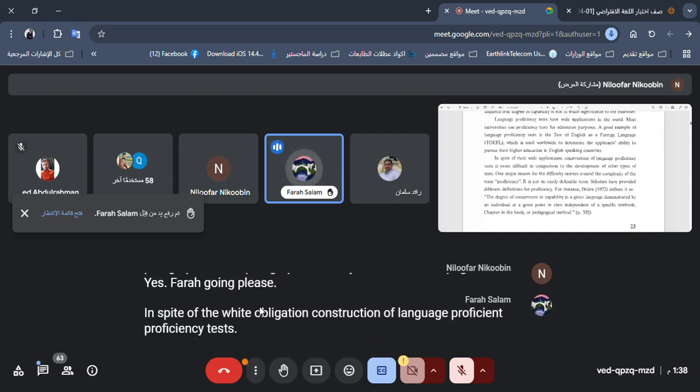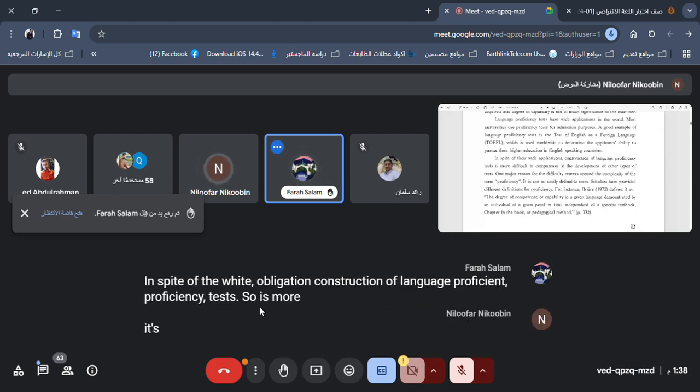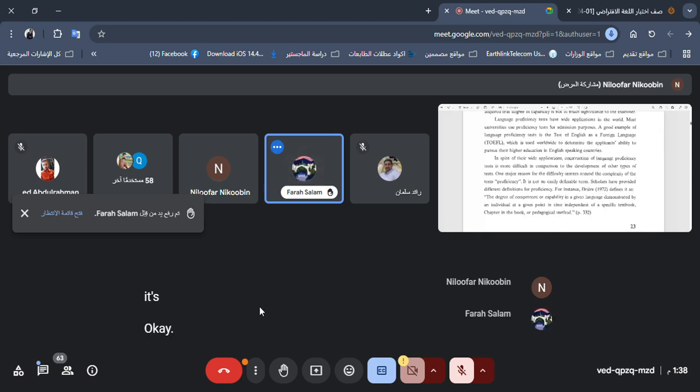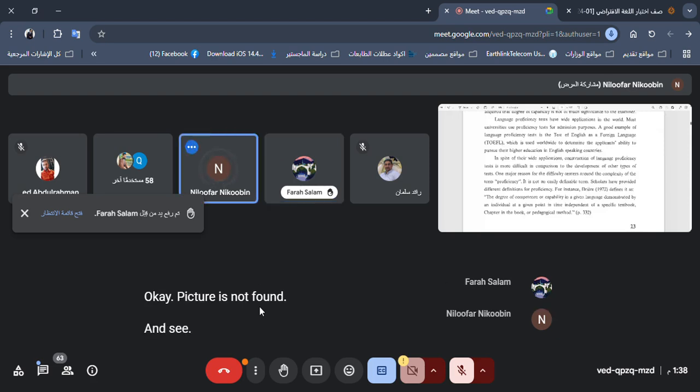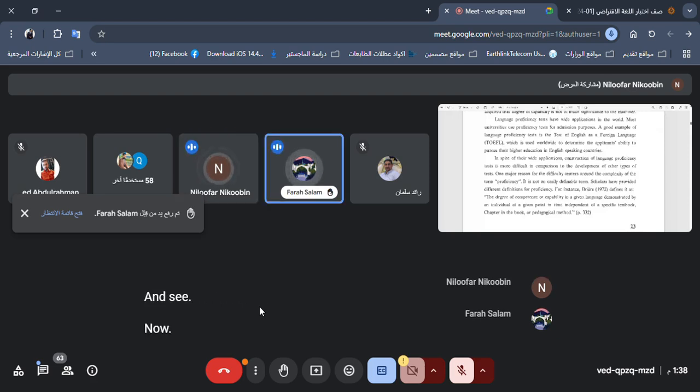It's language proficiency tests. But the picture is not found. Can't you see? No, language proficiency test, not the picture. Questions.